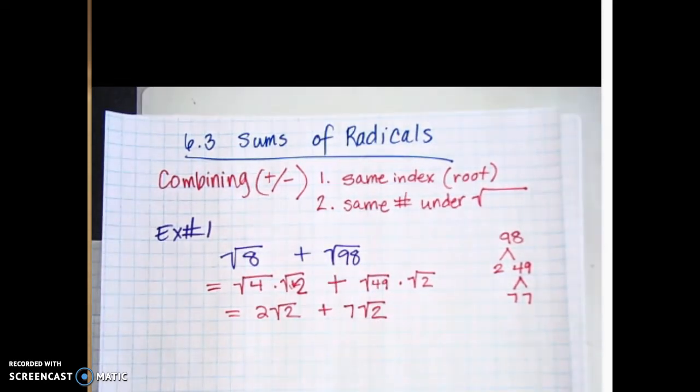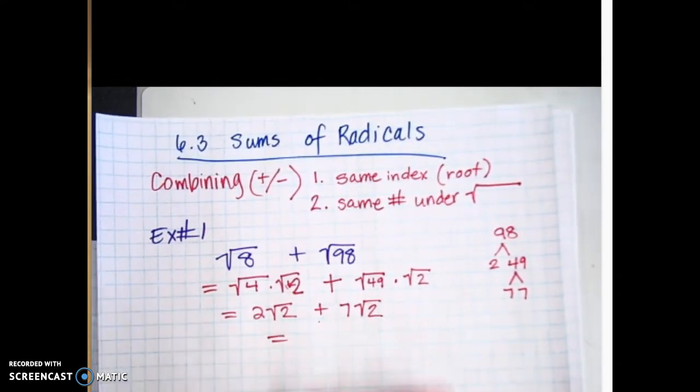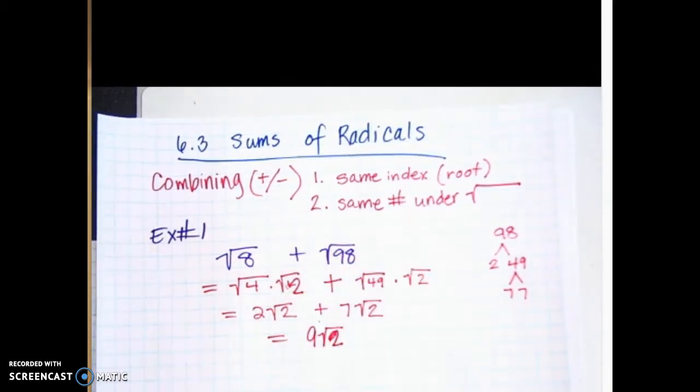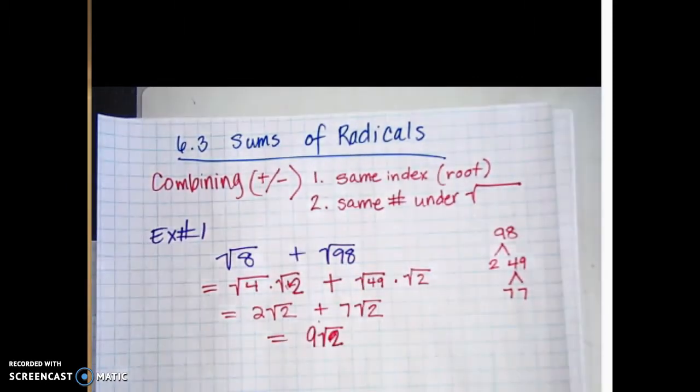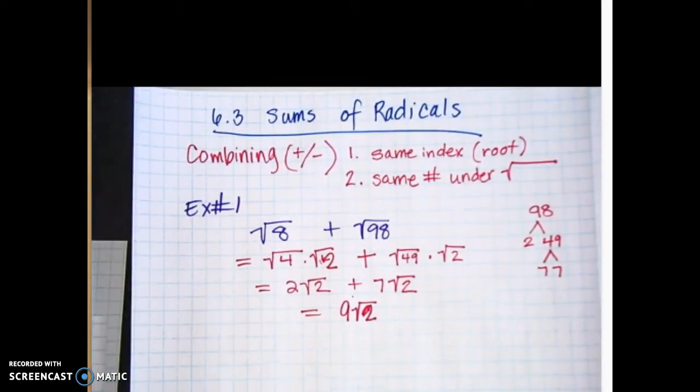Okay? So you're just going to do what the sign says. In this case, it says add. It could just as easily be subtract, and you combine. So you just combine the two coefficients. 2 plus 7 is 9. So it's 9 rad 2. Right? Any questions on example number 1?